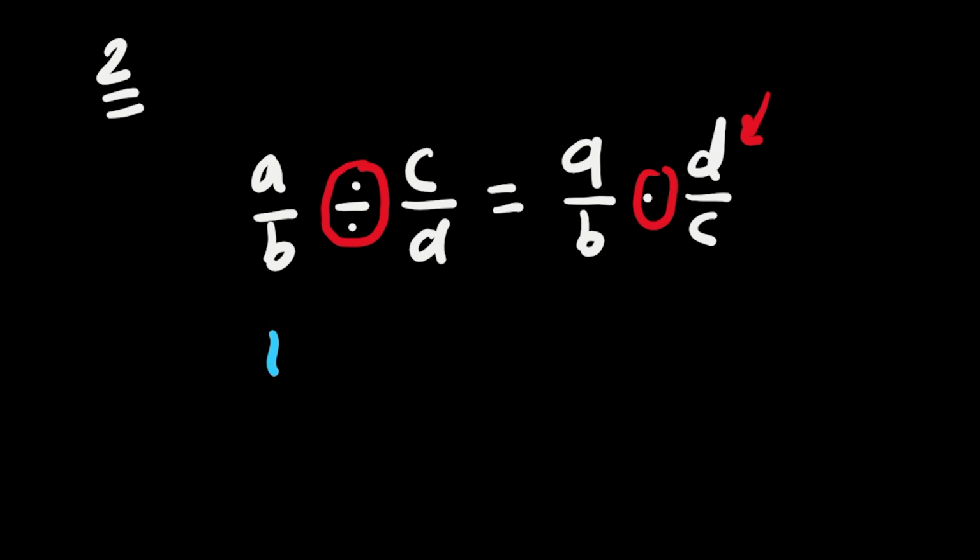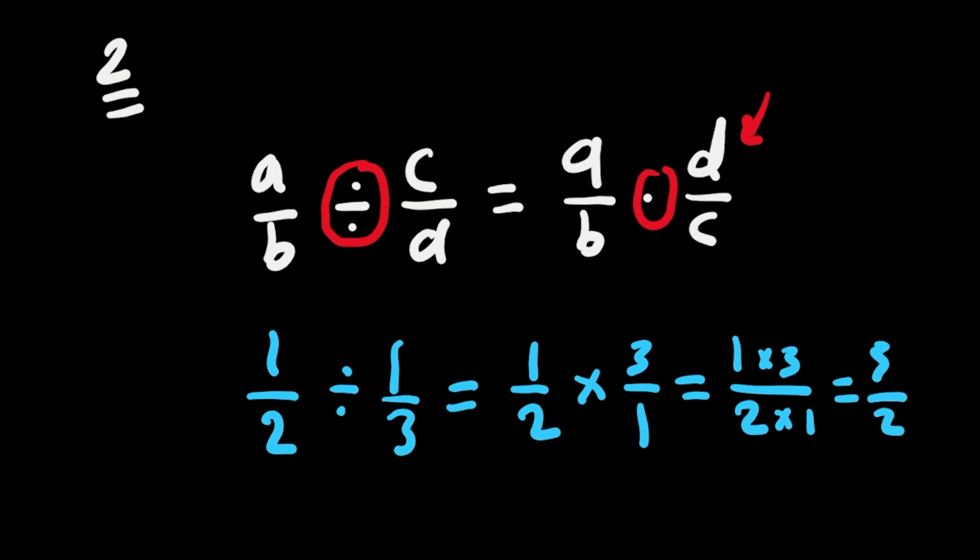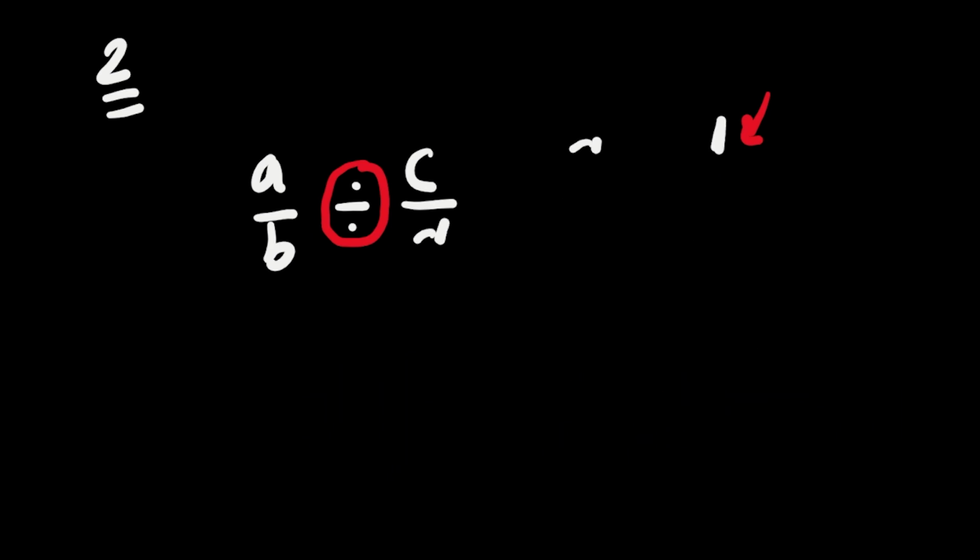If we have 1 over 2 divided by 1 over 3, that would equal 1 over 2 multiplied by 3 over 1. I will just do the multiplication like in property number 1. So it will be 1 multiplied by 3 over 2 multiplied by 1, and that would equal 3 over 2. This is the second property. Let's see the next property.